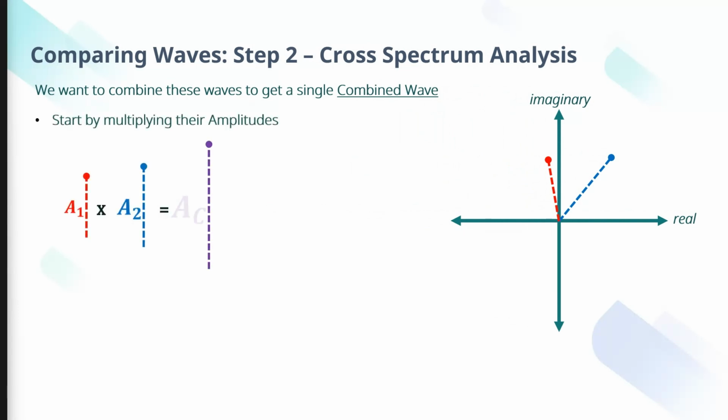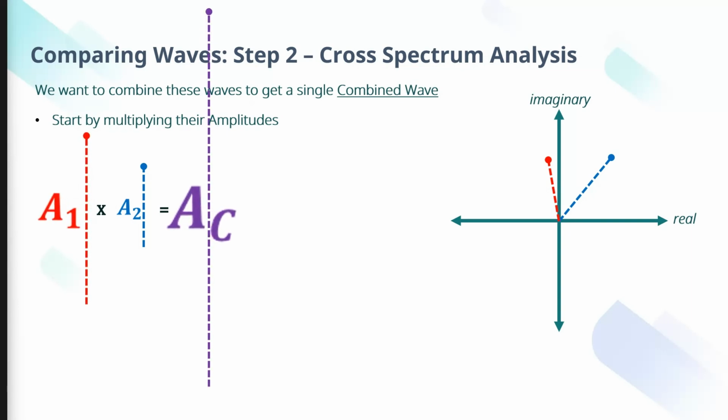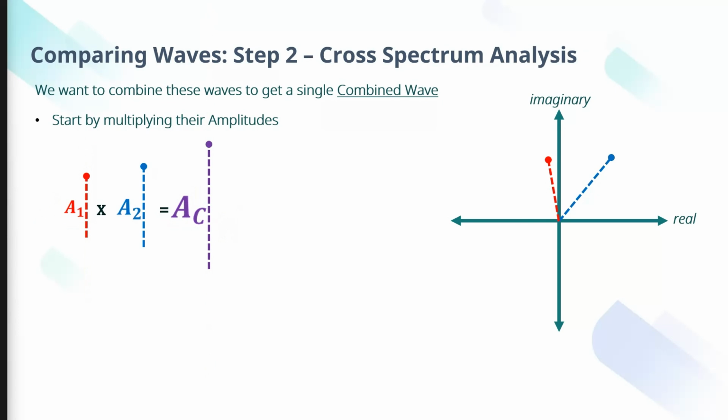So how long these lines are, the amplitudes of those waves. Note here that if one is really small, if we don't have a lot of alpha in one channel, our combined wave is going to be really small. And if one or both of them have a lot of alpha, our combined wave is going to be really big. So the more alpha in this case there is in both of these channels, the higher the amplitude of this combined wave will be.